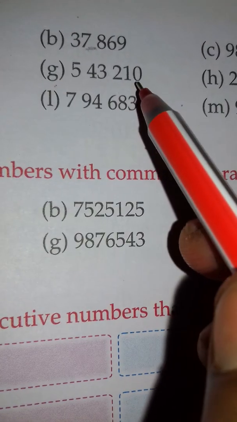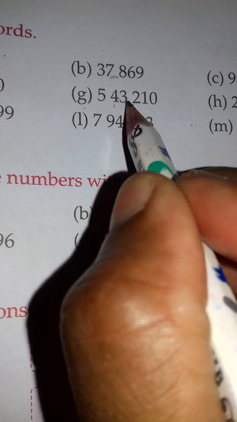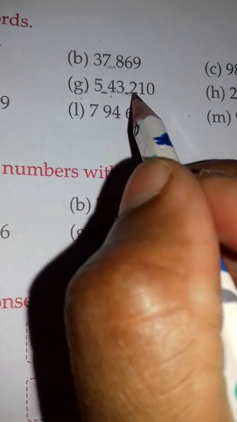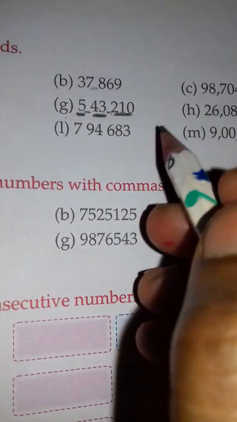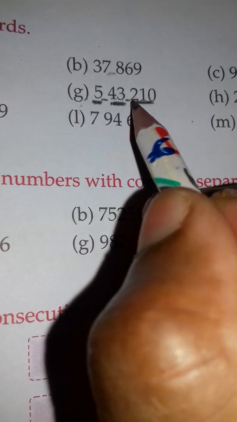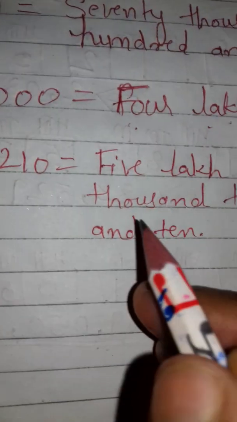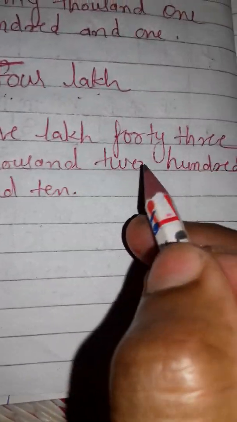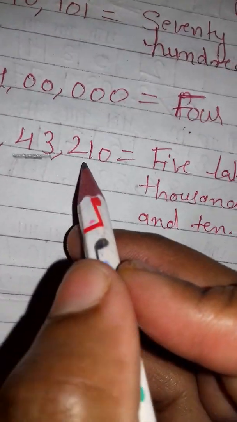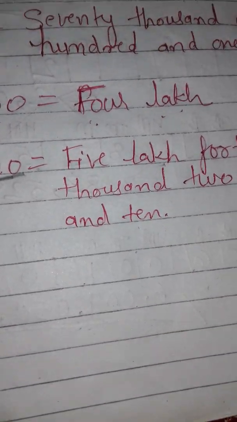Similarly G, ones, tens, 100, 1,000, 10,000, lakh. Students, you can see the space in between the different periods. This is the ones period, this is the 1,000 period and this is the lakh period. So how will we read? Ones, tens, 100, 1,000, 10,000, lakh. It means 5,43,210. Like this way we will write.